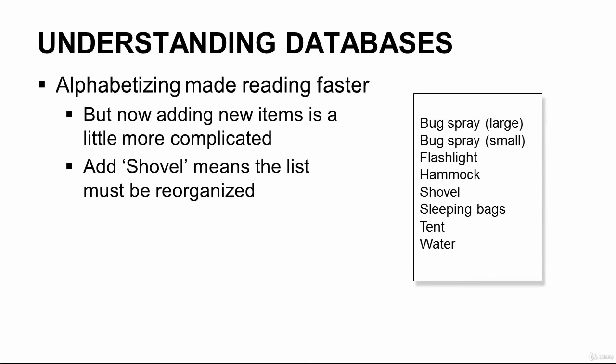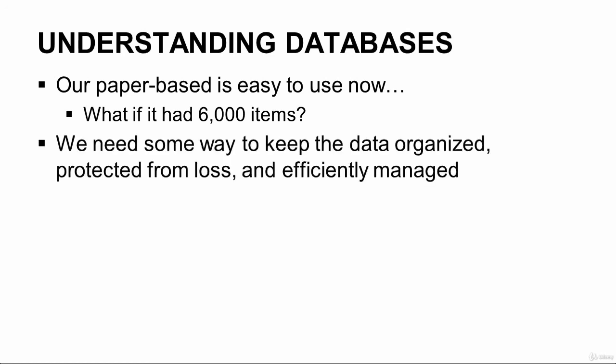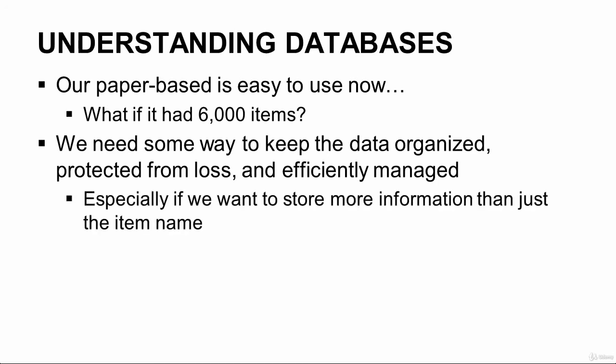In a paper-based world, we have to make another copy of the database or do the little arrow thing or write it real small, and it starts to get tough to read. These issues are going to come back to you over and over and over with some of the required responsibilities you have as an administrator. Our paper-based version is easy to use now. But what if I had 6,000 items? Okay, we can't just read through it and look for duplicated items. We need some way to keep the data organized, protected from loss, and efficiently managed. And especially if we want to store more information than just the item name. What if we were storing the cost of these, the location, the weight, the color, those sorts of things? It starts to get much more complex.